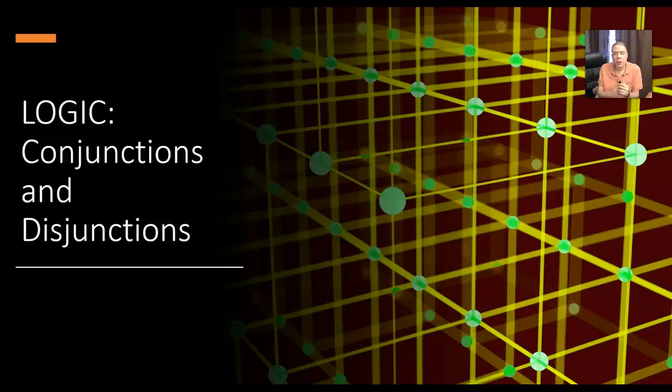In the last video we talked about simple statements and their negations. And in this video we're going to look at a couple ways you can take two simple statements and put them together to make a compound statement using words like and or.